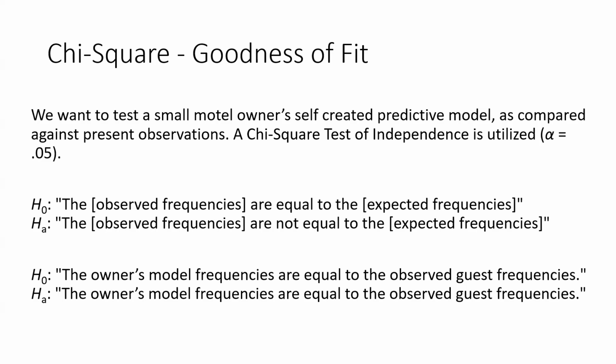Anyway, let's do another example. I just want to show you how rescale works. In this example, you're working in a situation in which you're not given percentages, instead you're given observations. So we're working with the motel owner's model again, and we're using the same alpha value. Our hypothesis is that the owner's model frequencies are equal to the expected frequencies, or the owner's model frequencies are not equal to the expected frequencies.